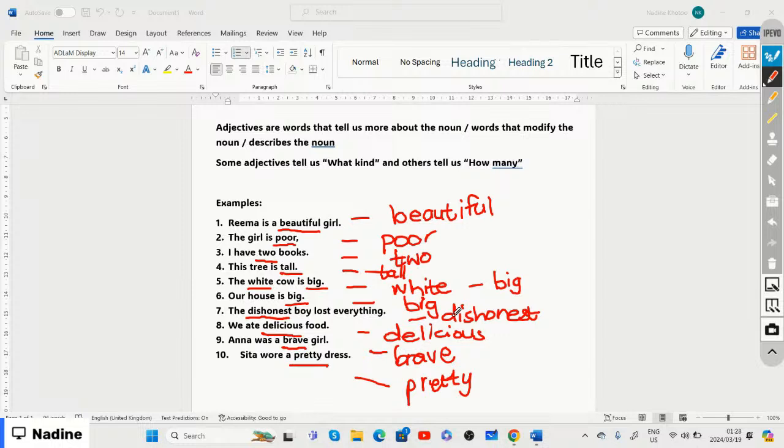Those are words that tell us what kind. And then we have one word in there that gives us only how many, and that is two, where it says I have two books. So two tells us how many books you have.